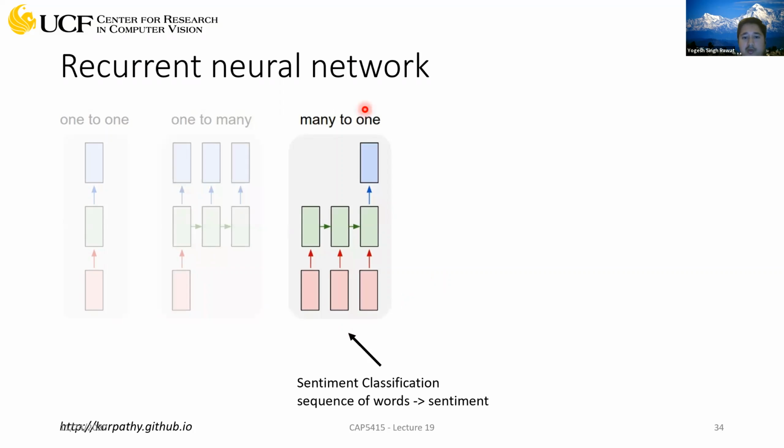Now you can have many to one mapping, and a good example of this could be video action classification. So for a video, you have a sequence of frames, that's your input. And again, you're recurrently processing those. And at the end, you just want one prediction, the action label of that video.